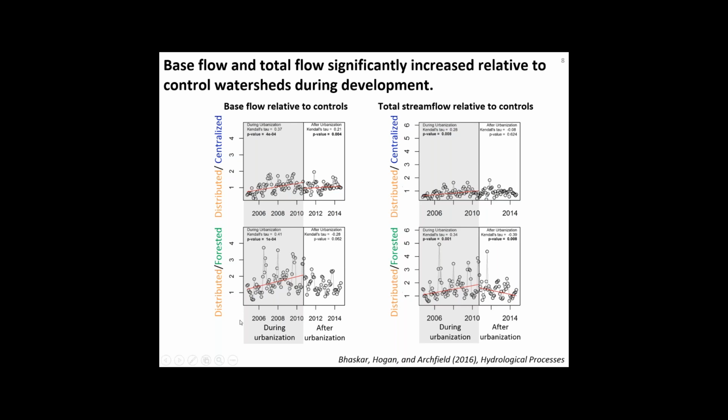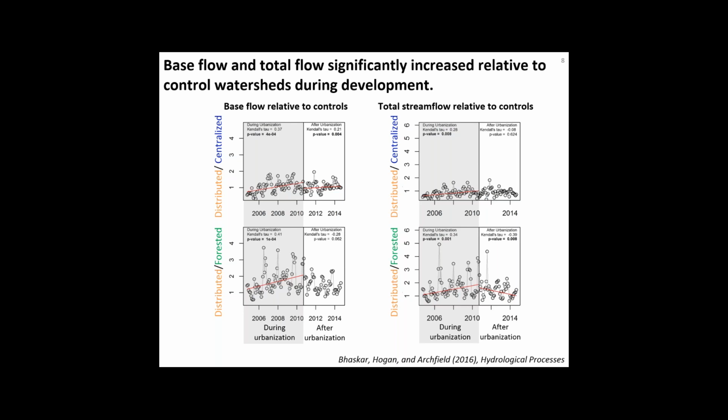And so on the left side here, we see the base flow in the distributed watershed compared to both these control watersheds. The base flow in the distributed watershed during urbanization has a significant increasing trend. Then we also see a similar pattern for total flow during urbanization, for the distributed watershed increasing in total flow relative to both control watersheds. And so after urbanization, we don't see a consistent trend here, but during urbanization, we're seeing this consistent increase.